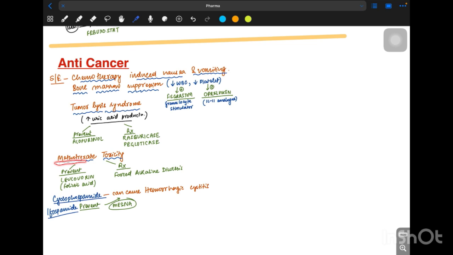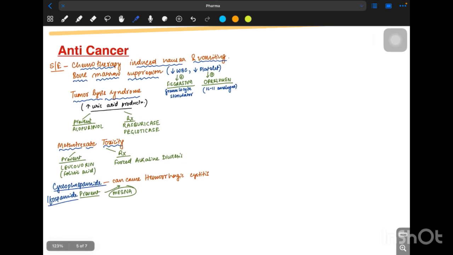The other side effect is from methotrexate. Methotrexate is an anti-cancer drug. How can we prevent methotrexate toxicity? We can prevent it by giving leucovorin. It is a folinic acid. And the treatment is forced alkaline diuresis. Leucovorin is for prevention. Treatment is forced alkaline diuresis. By giving alkaline diuresis, by removing it from the body, we can treat it.